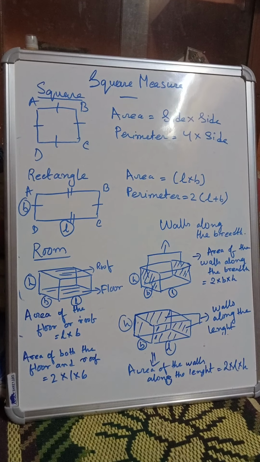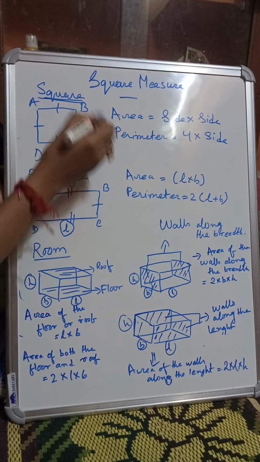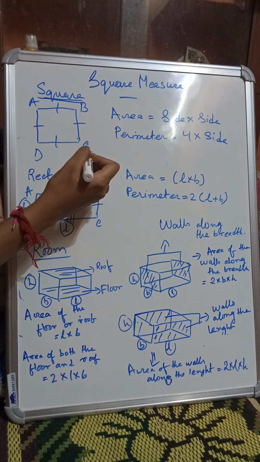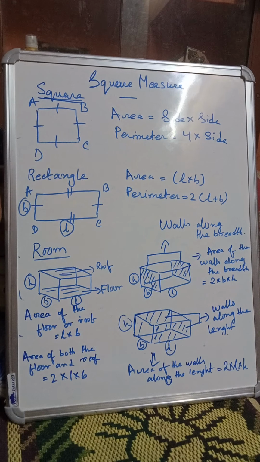So first you can see this is a square. Now what is a square? In a square, all the sides of the square are equal. So in this case, AB is equal to BC is equal to CD is equal to AD. That is, all the sides of the square are equal.